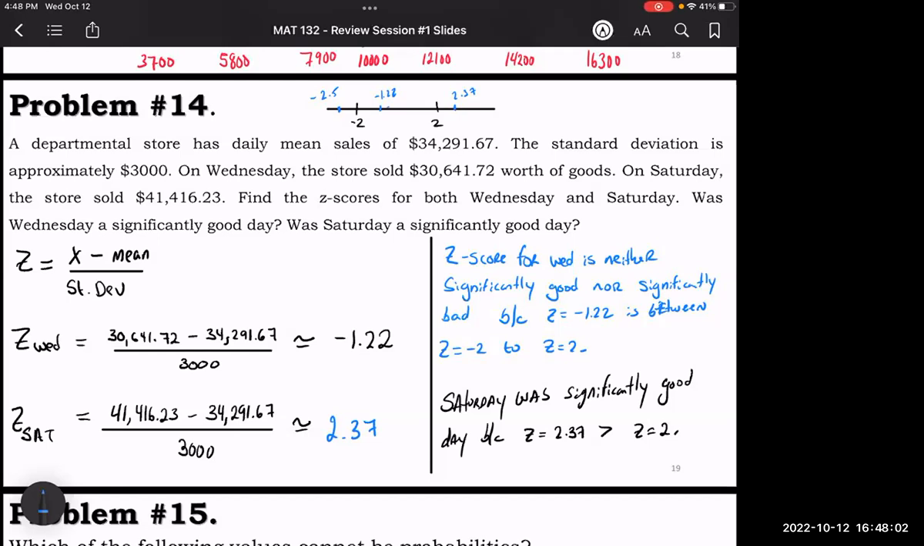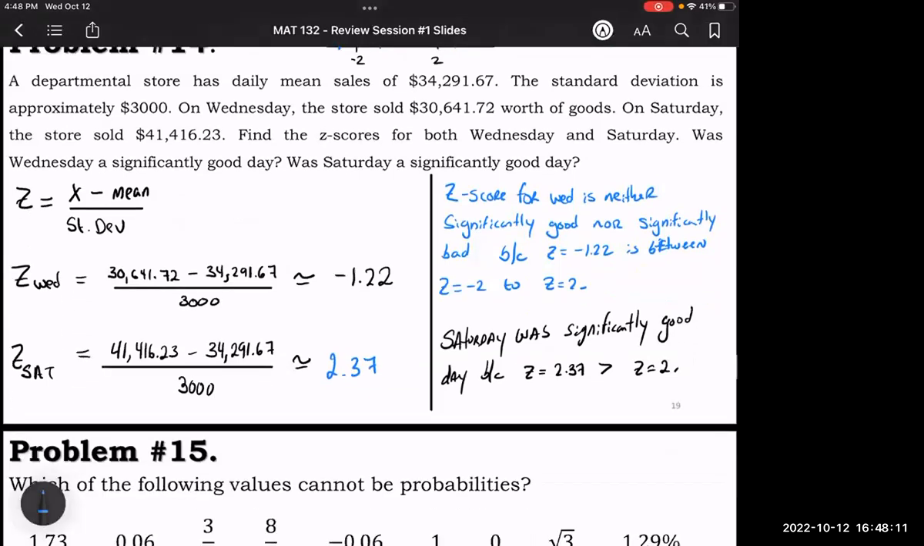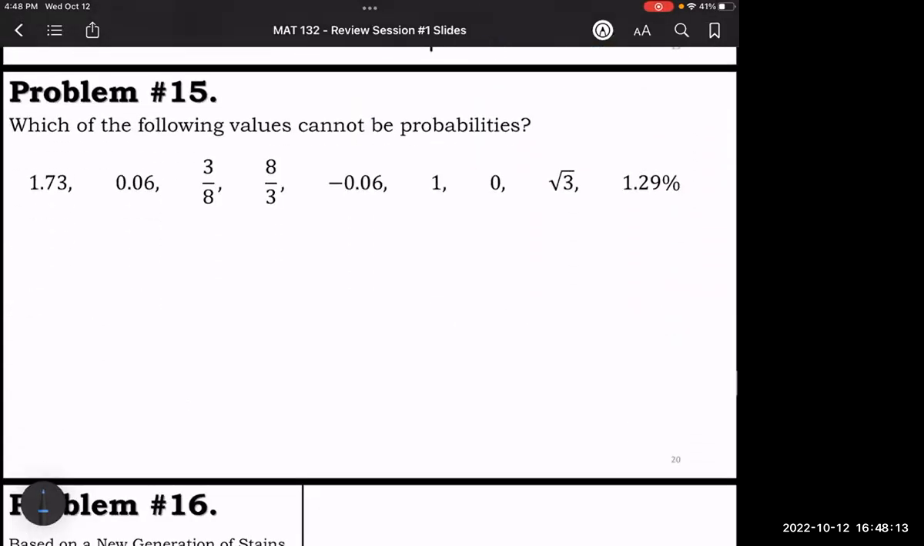All right, the next problems, 15 through 20, we're gonna look at probability. I think problem 15 is actually the easiest problem on my review. For students in my class, just a heads up, you're definitely gonna see it on the exam. This is my gimme question. Which of the following values cannot be probabilities?